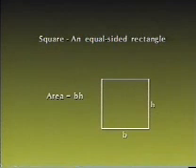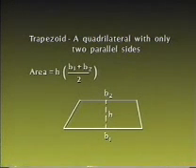The next figure is a square, which, like a rectangle, has opposite sides equal and parallel with 90-degree angles. But added to that, all sides are of equal length. Our next figure is a trapezoid.